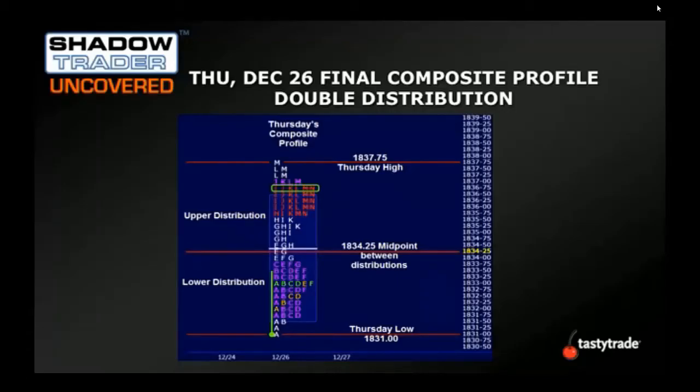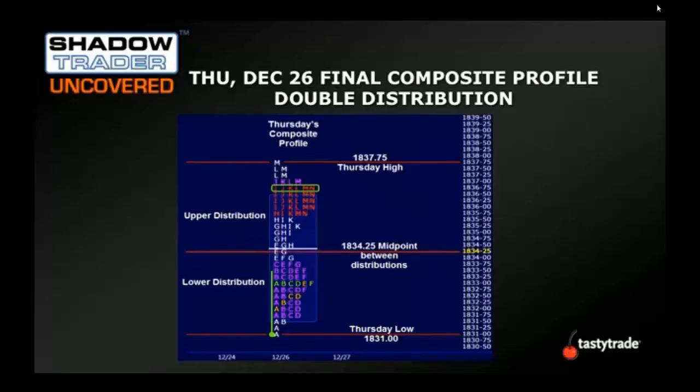That's not the technical definition. In the technical definition, you've got single prints between the 2 distributions, but that's just something somebody used years ago. I look and I say, what is the effect? The effect is that I have 2 separate distributions. That's what my structure looks like.